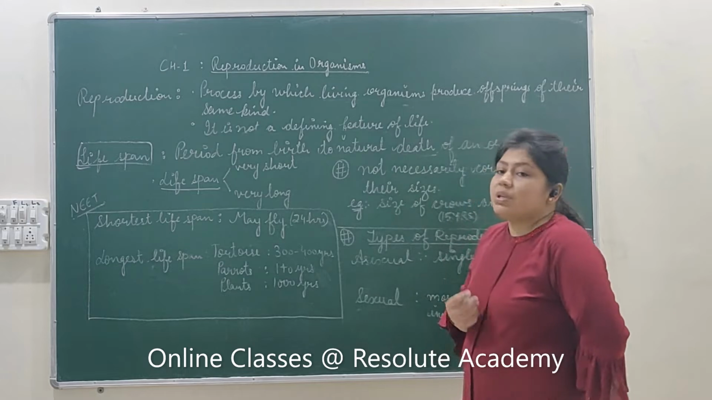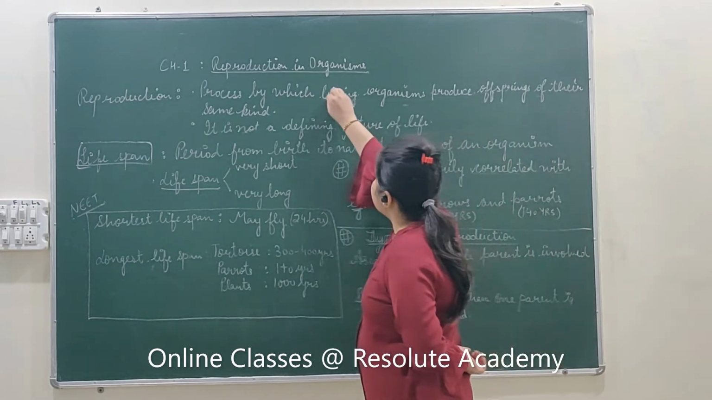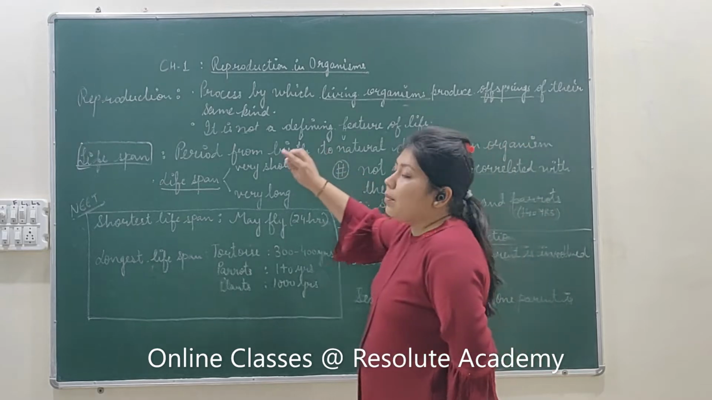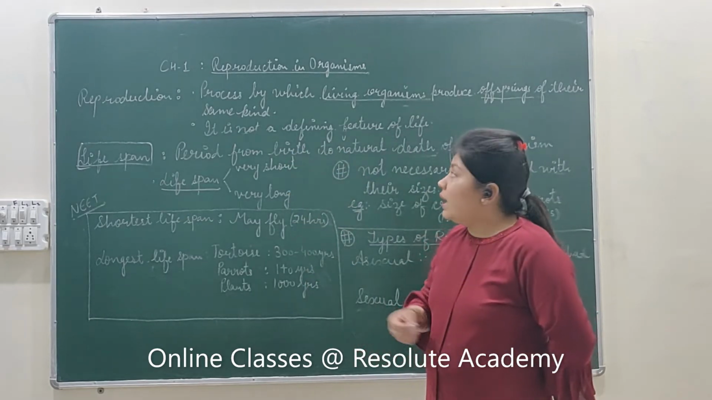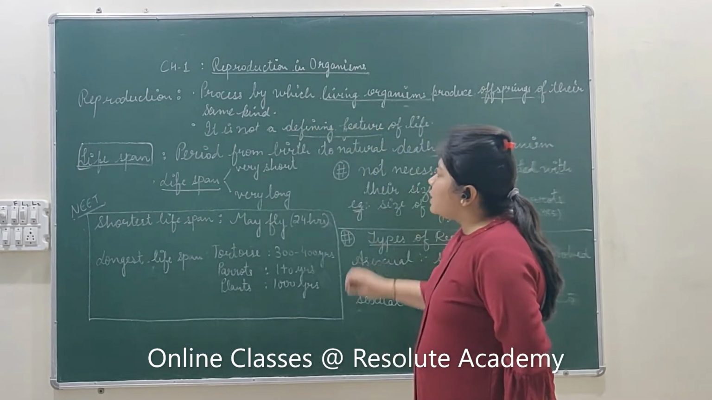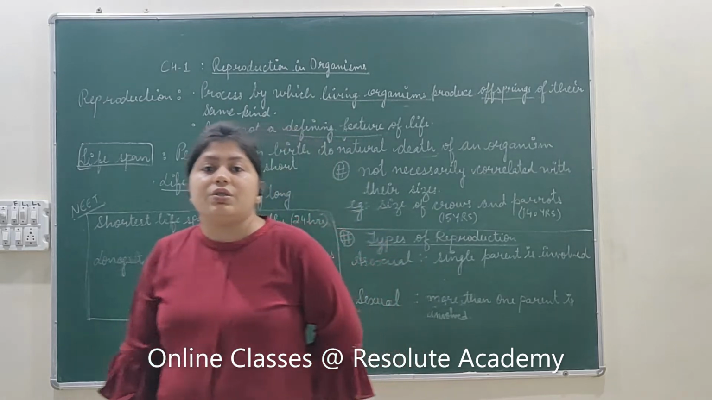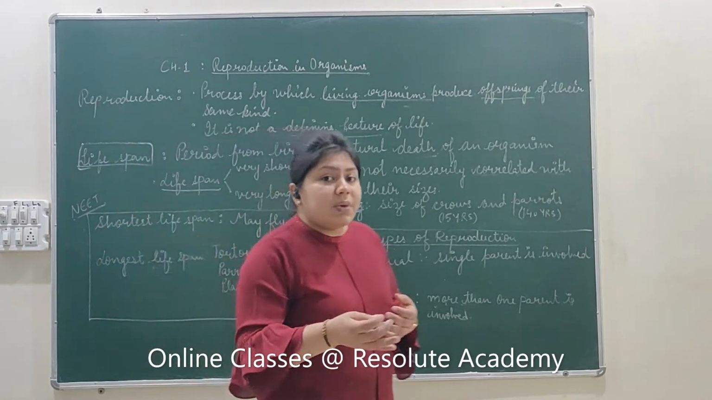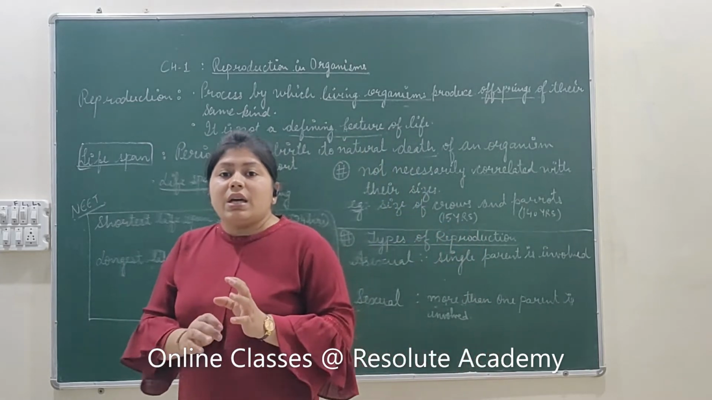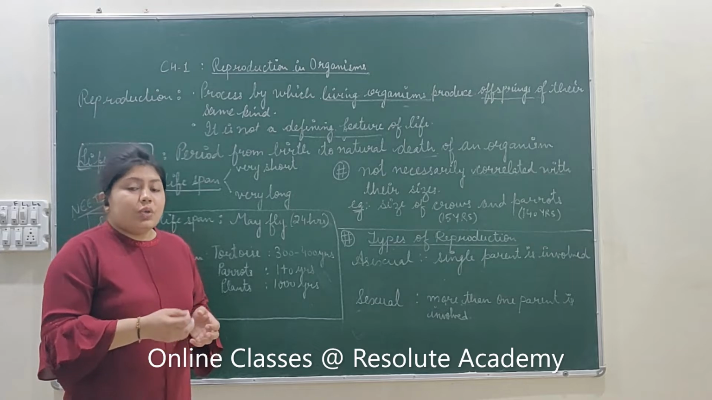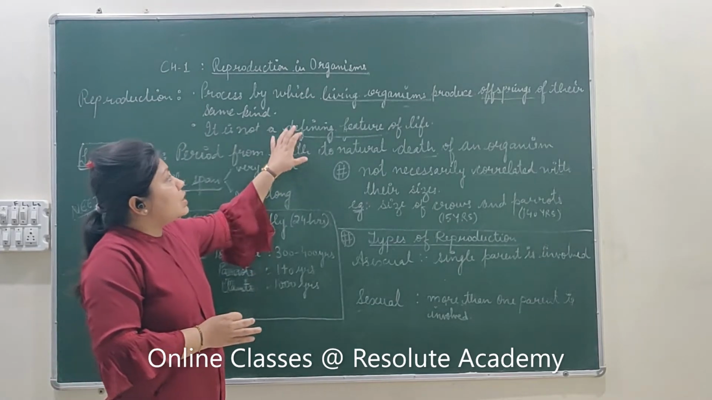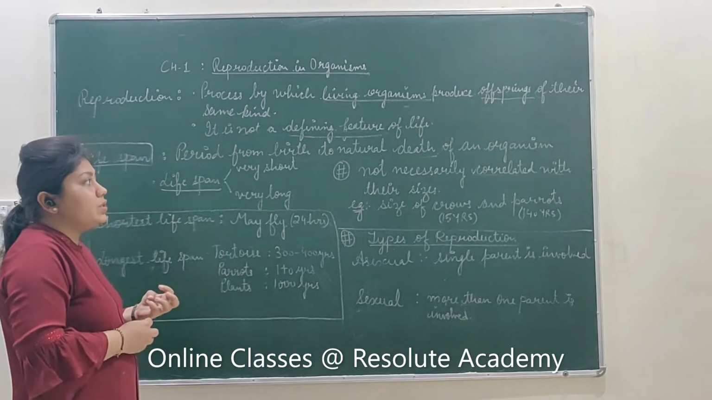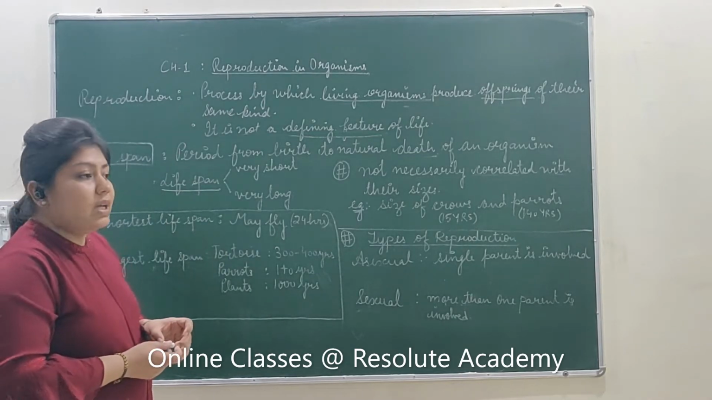Reproduction, basically, is a process by which living organisms produce offspring of their same kind, right? And the next point about reproduction is that it is not a defining feature. In class 11, first chapter, you have studied that reproduction is not a defining feature. That means, if reproduction is not occurring in any organism, it doesn't mean that life doesn't exist there, right? If a couple has no children or cannot bear a child, they are still living organisms. So reproduction is not a defining feature of life. It doesn't define life. Another example mentioned in your books is the mule, right?